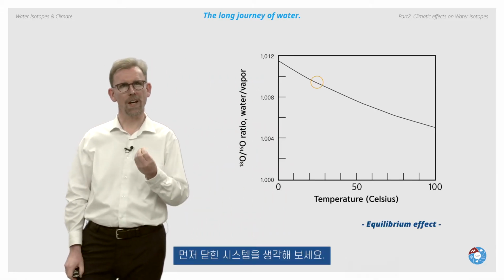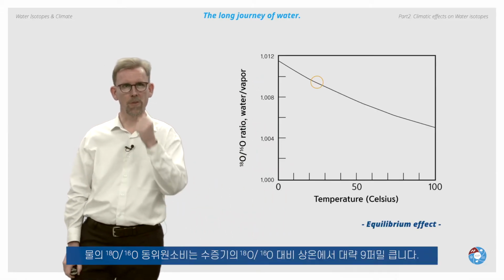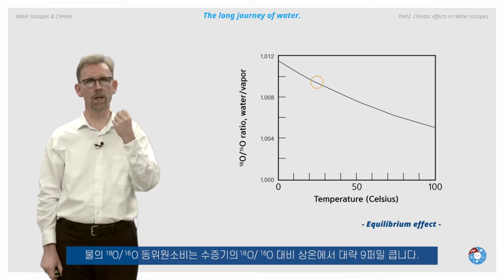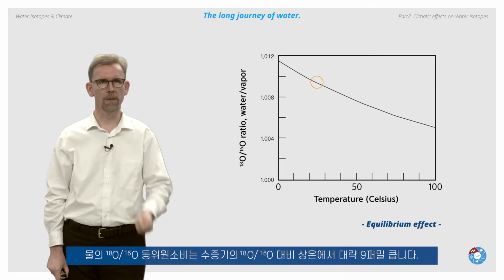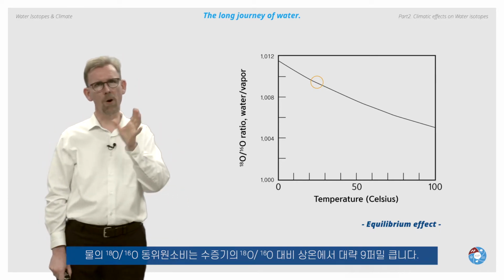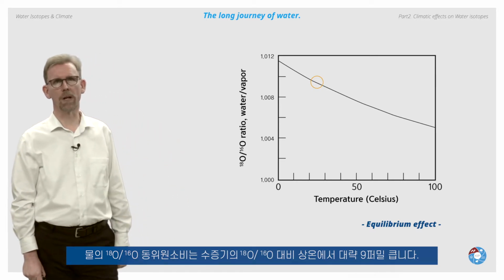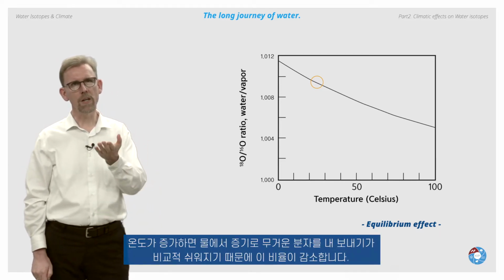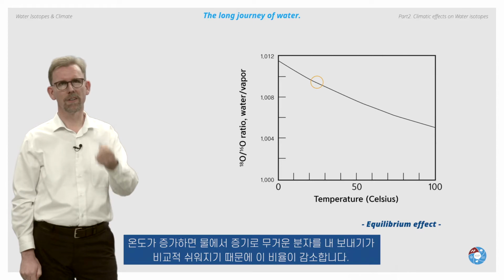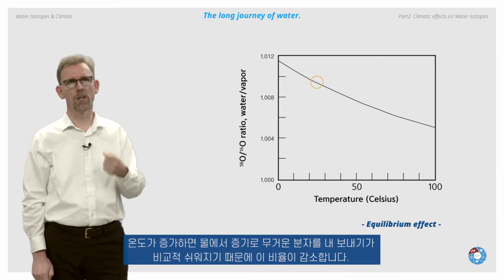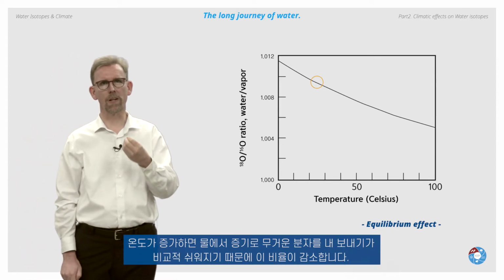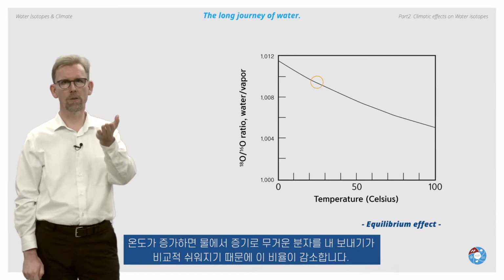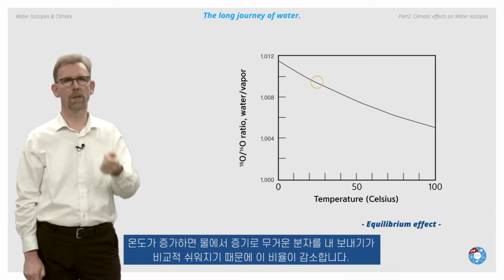Let's first start with a closed system. The typical 18O to 16O ratio between water and vapor is at room temperature about 9 per mil, 0.9%. If we increase the temperature, the ratio drops because it is relatively speaking easier to kick out the heavier molecules from the water into the vapor.